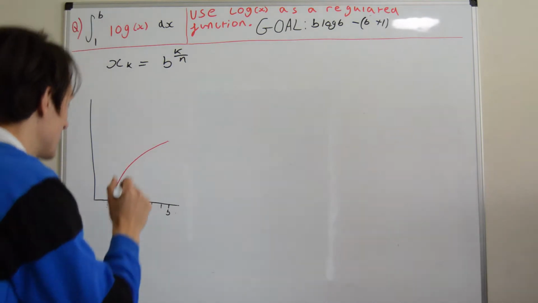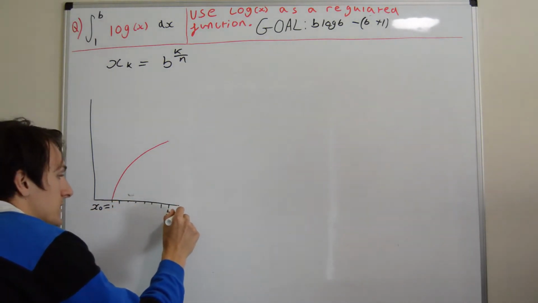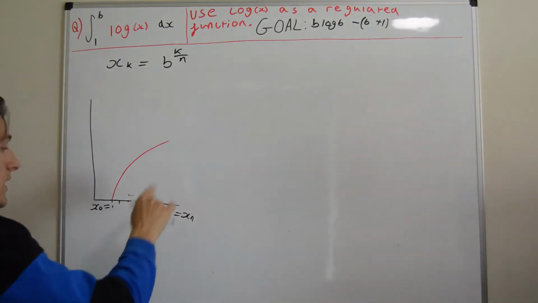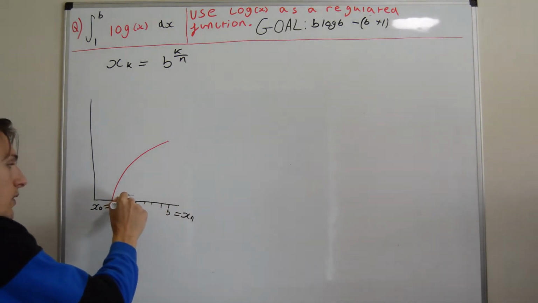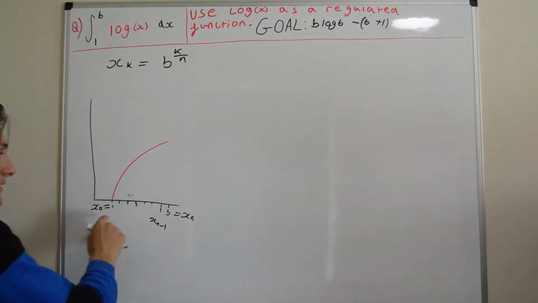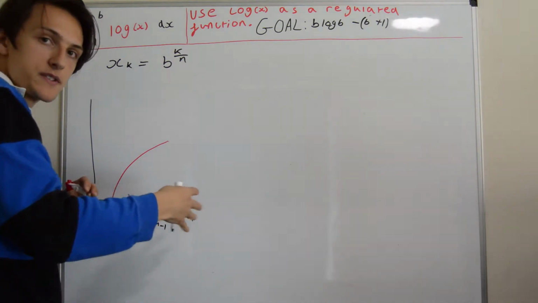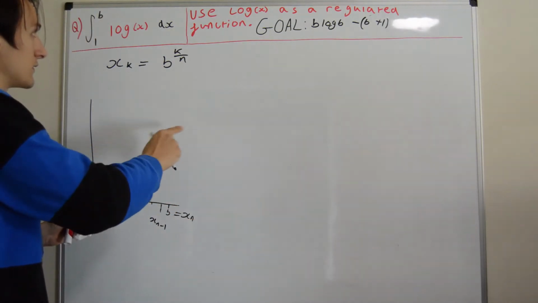Let's write that down. So x_0 is going to be 1, and b is going to be x_n. Then we have loads of points in between those partition points, this might be x_{n-1}. They're not equidistant, they're just randomly spread, but we have lots of nice points in between. And this is the graph of log x.